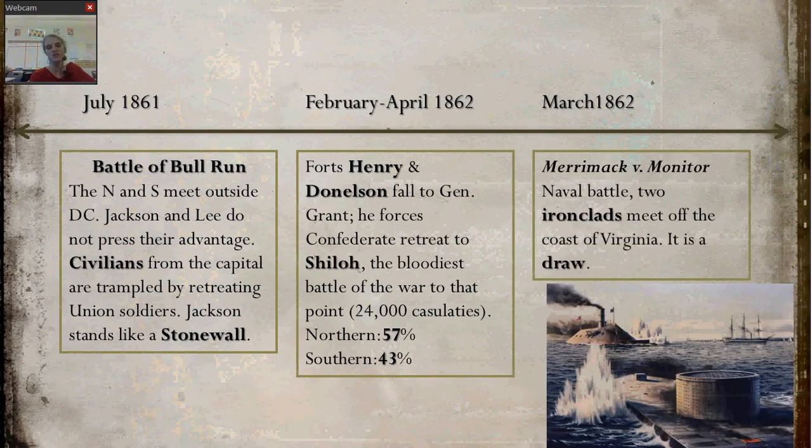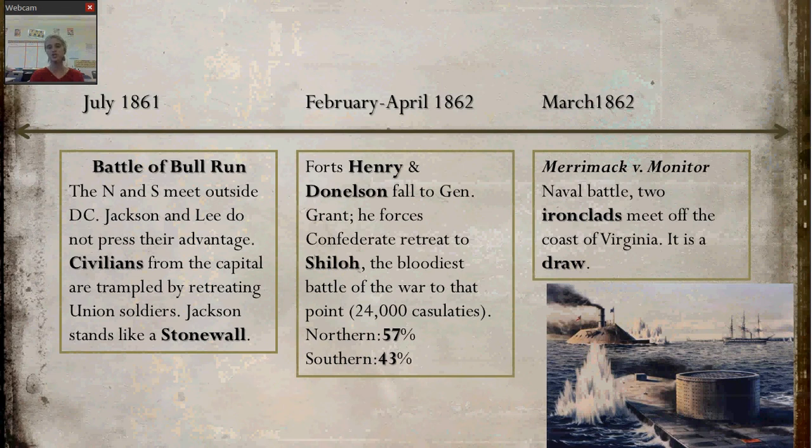Then in March of 1862, we have a battle between the Merrimac and the Monitor. So this is a naval battle. There are new kinds of ships in this time period, which are our first iron ships. They get the nickname ironclads. So one of them, the Merrimac, was taken by the Confederacy. It's actually renamed the CSA Virginia. So you might also hear this, the Virginia versus the Monitor.